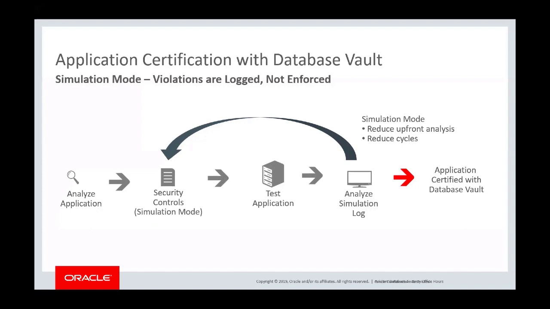It's not from Database Vault blocking things. And you can look at the simulation log to see if there's anything that has to be updated. And you can rerun the entire regression test, but it's much quicker. You're not sitting there analyzing what happened if the regression test fails in the middle of it. So you're able to run the entire regression test and analyze it and maybe make some updates. And that allows you to certify that application with Database Vault and remove this cycle that goes on that gives the appearance that Database Vault breaks an application.